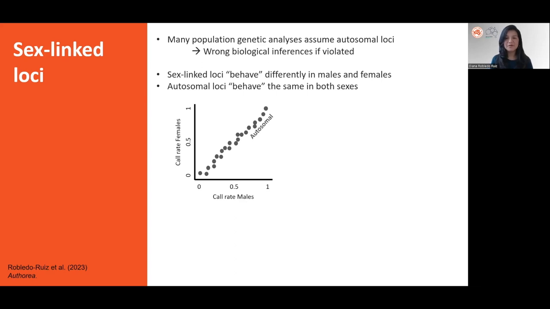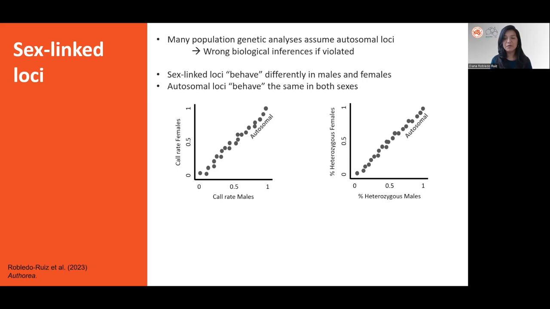When we plot SNP call rate in males versus SNP call rate in females, autosomal SNPs fall on approximately a 1-to-1 relationship. The same occurs when we plot the proportion of heterozygous males against the proportion of heterozygous females. So we can use this property to filter out sex-linked loci because they do not follow the same pattern. Removing anything that significantly deviates from the 1-to-1 relationship guarantees that the remaining SNPs are autosomal.